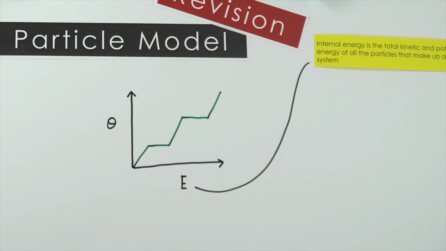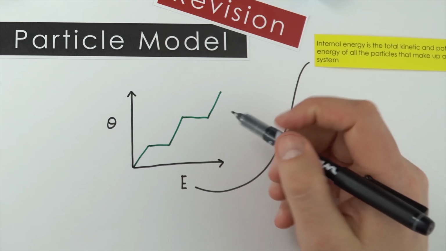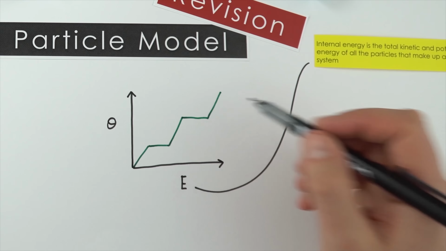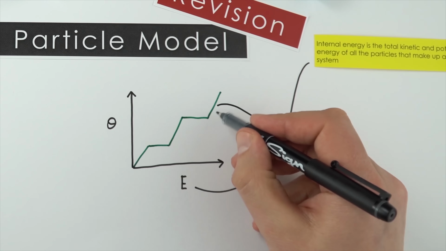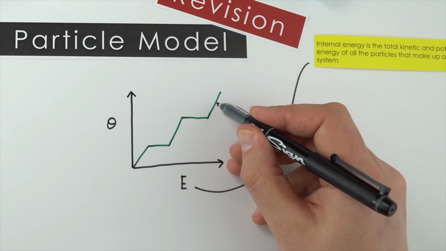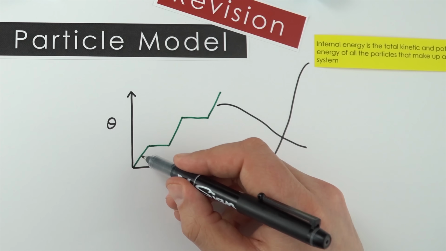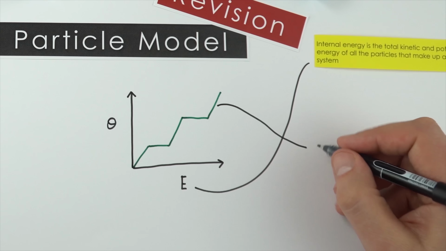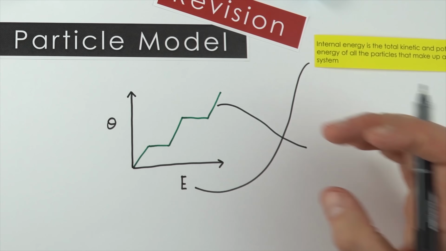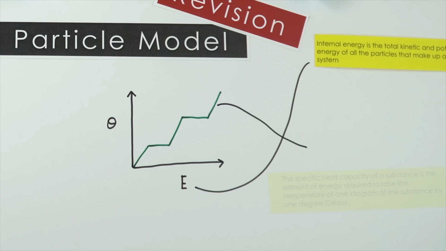Now, what we can think about is the amount of energy that it needs to go from one temperature to another. And in these regions here, we have something which is maybe a gas, a liquid, or a solid. If we want to look at the amount of energy that it takes to heat something up, we can look at something called the specific heat capacity.